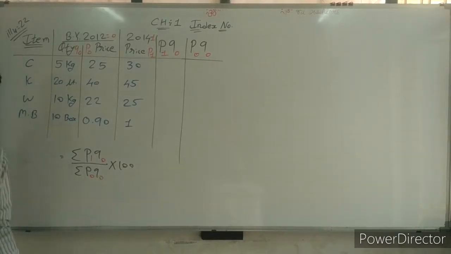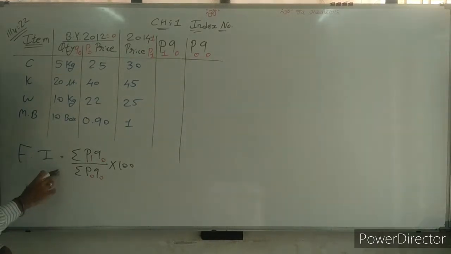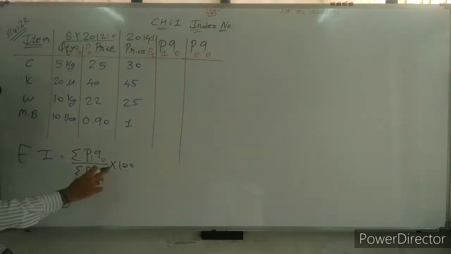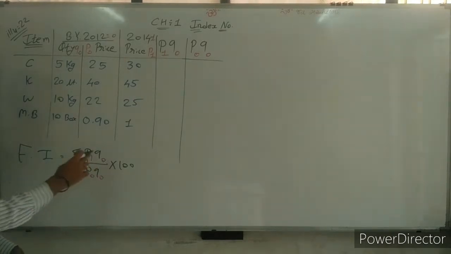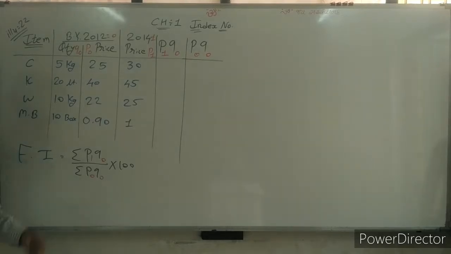I am finding only this index number and writing: fuel index is equal to sigma P1 Q0 divided by sigma P0 Q0 into 100. This is my fuel index number. That's it.